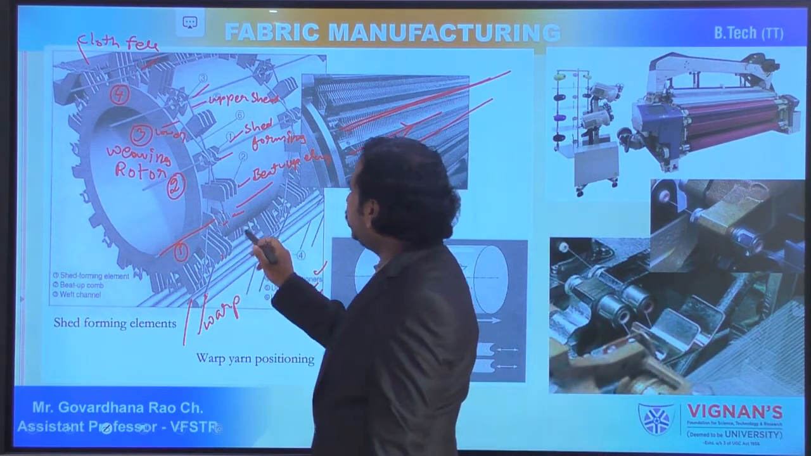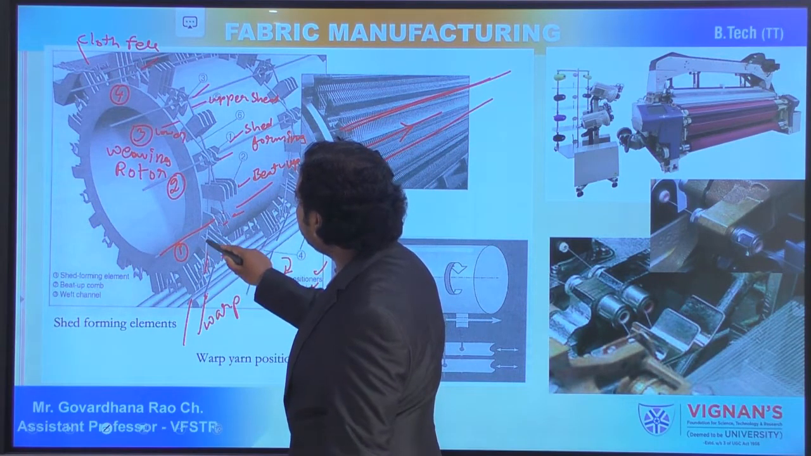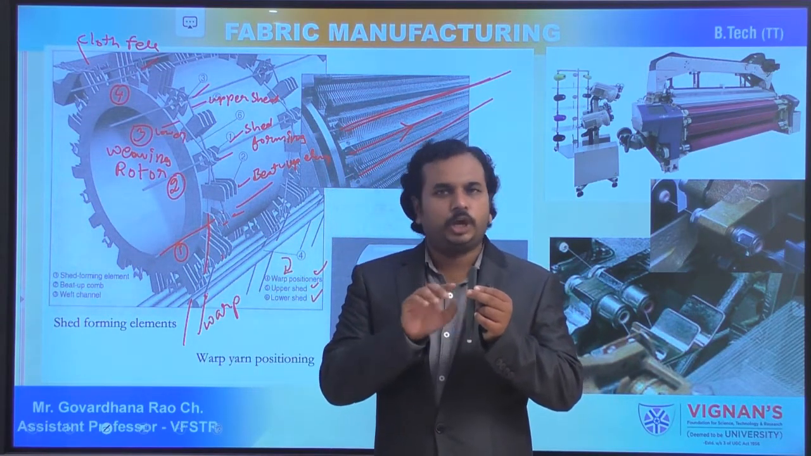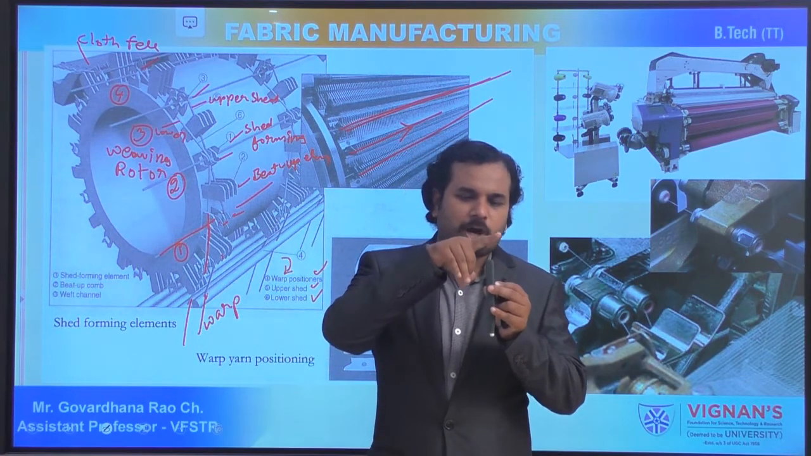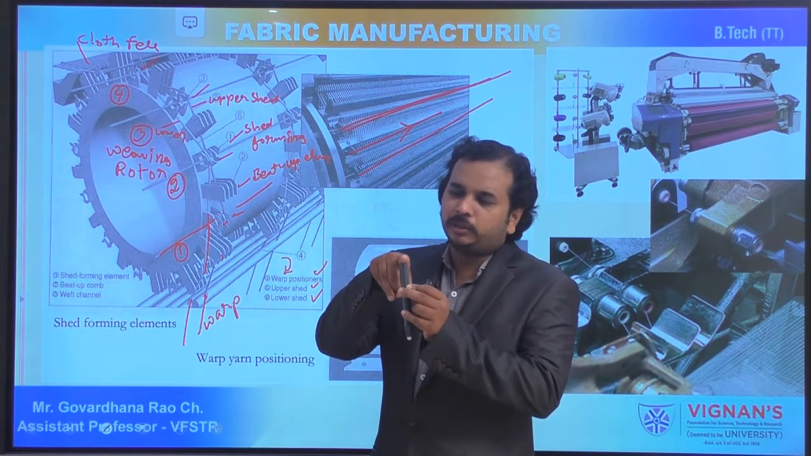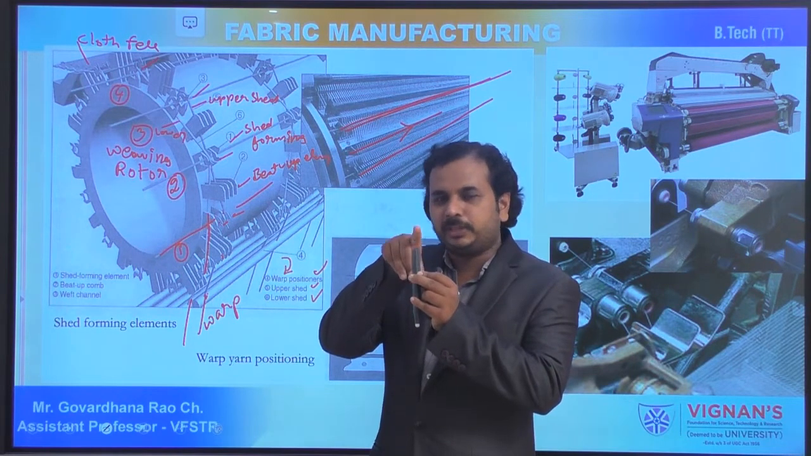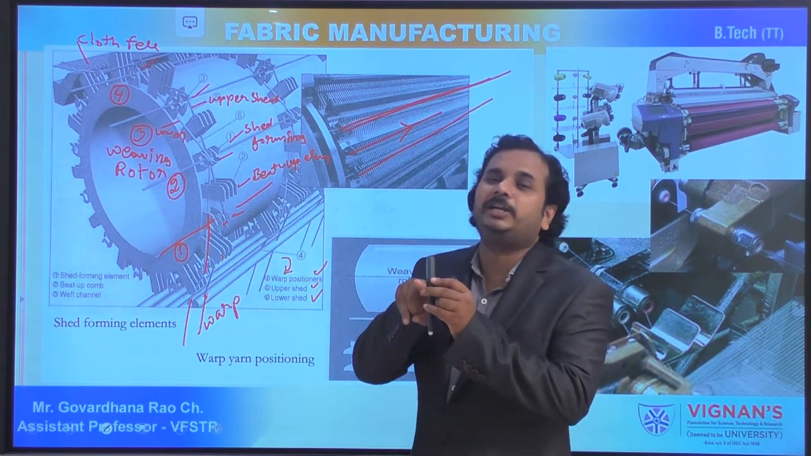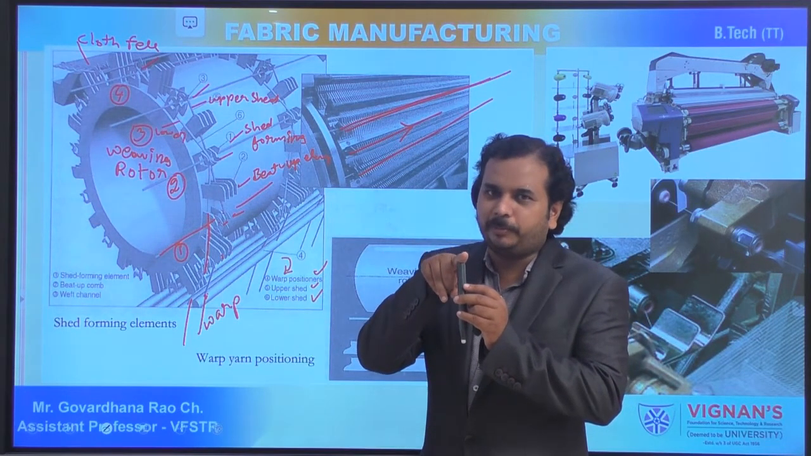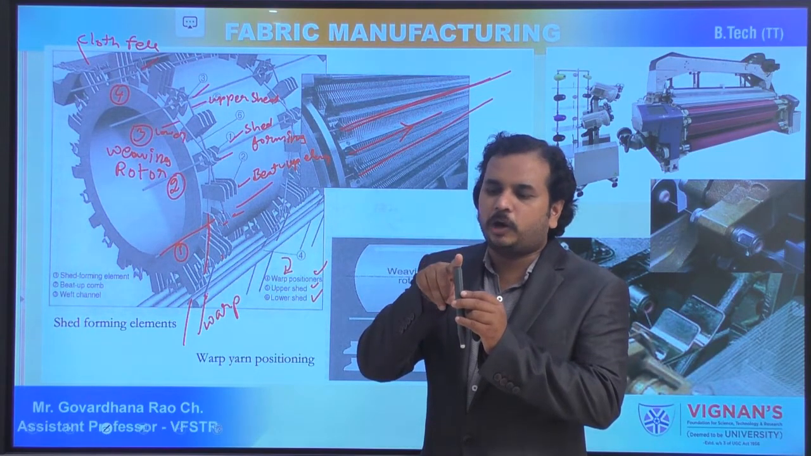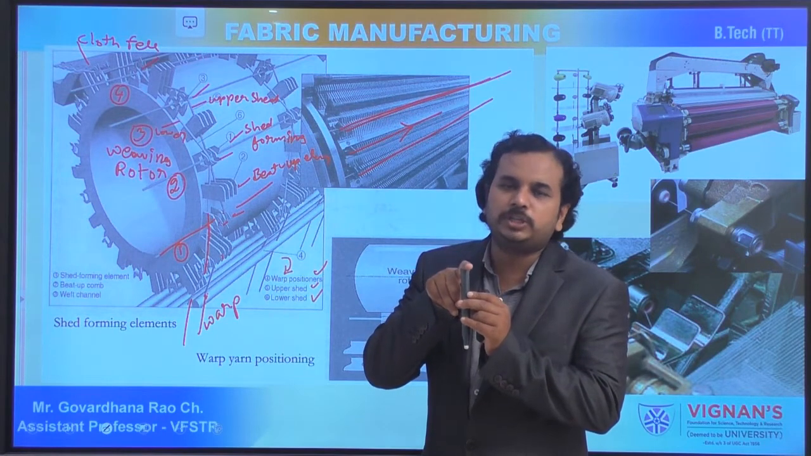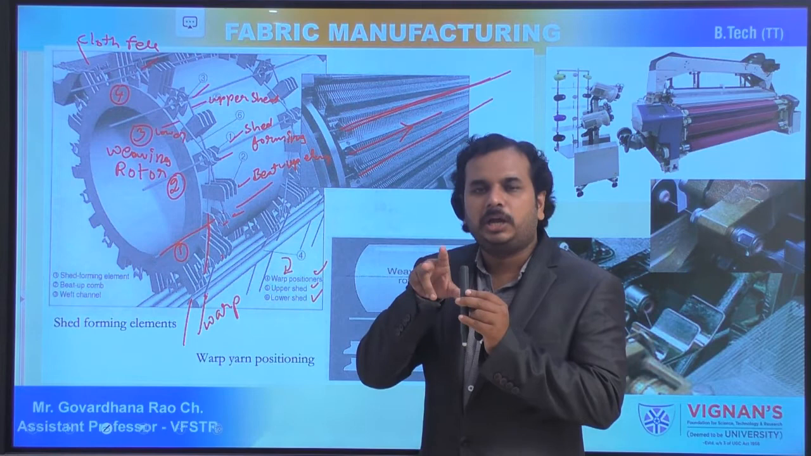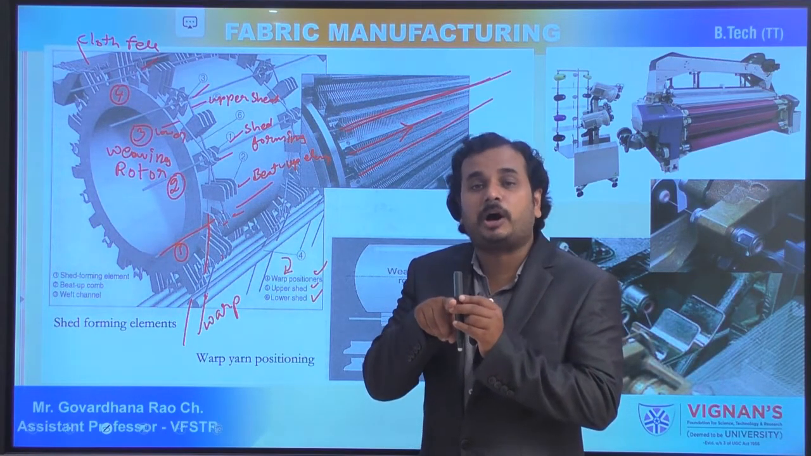Now observe this yarn particularly. The shed forming elements project outside the surface of the rotor. If the warp thread falls on the top of the shed forming elements, the warp thread will form the top shed. If the warp thread falls beside the shed forming elements, then the lower shed is going to be formed. I am repeating: if the warp thread falls on the top of a shed forming element, it creates the top shed, and if the warp thread drops down in between the shed forming elements, then it forms the bottom shed.